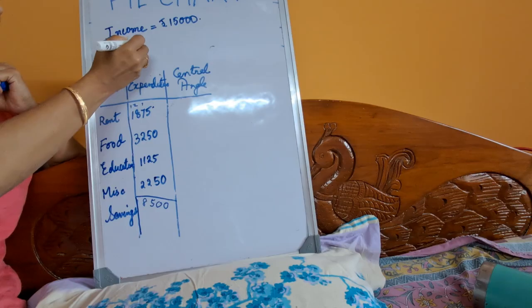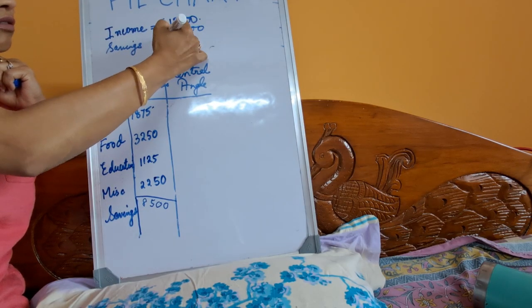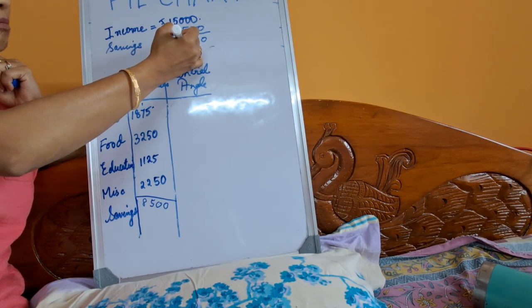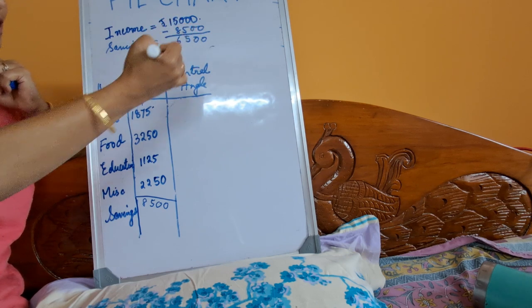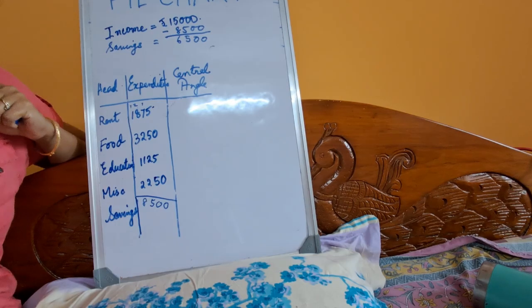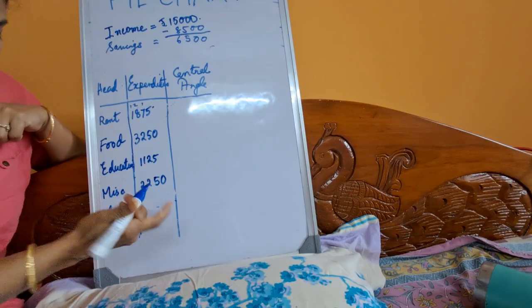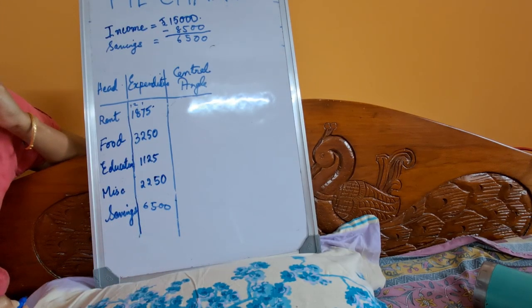So savings will be, from this you have to subtract 8500. So 005, this becomes 14 minus 8, which is 6. So the savings is 6500. Now, like I had explained in the previous sums, we have to find the central angle.